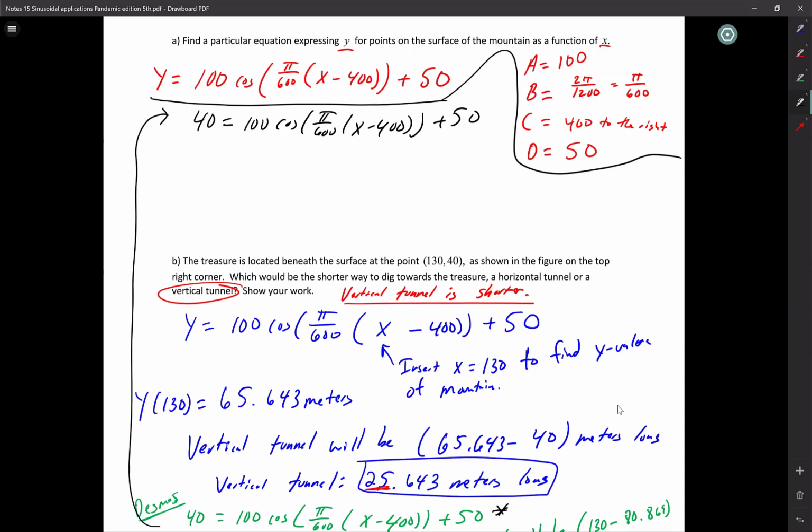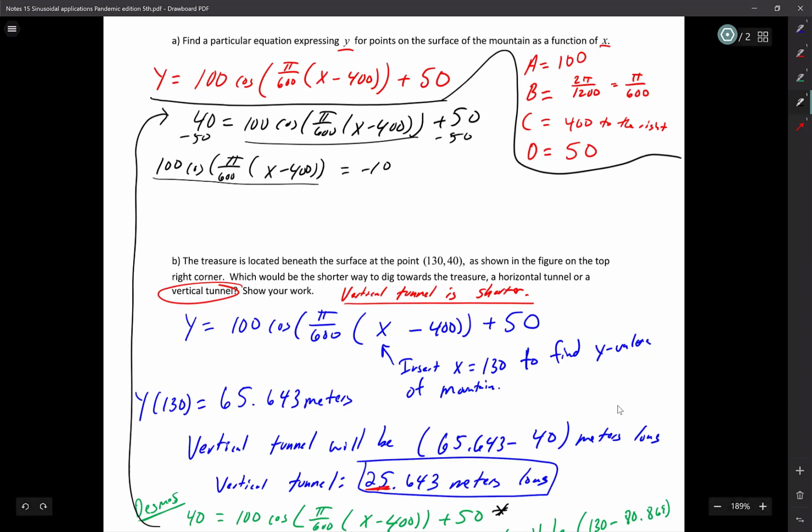That's all I'm doing. So the first thing we're going to do is move the 50. So minus 50 minus 50. So when I do that, you're going to have negative 10. I'm going to write the negative 10 on the right hand side, guys, because I like to have the x on the left hand side. So 100 cosine pi over 600 x minus 400 close equals negative 10. And then I want to get rid of the 100, so I'm going to divide by what? Divide by 100, right? So I'm going to have cosine pi over 600 x minus 400 close equals a negative 1/10 when you reduce it.